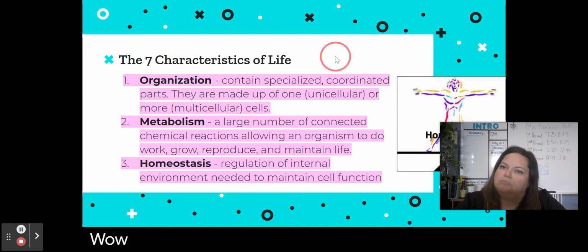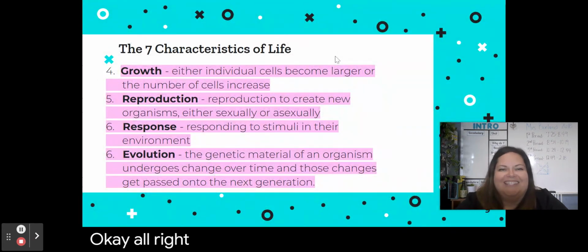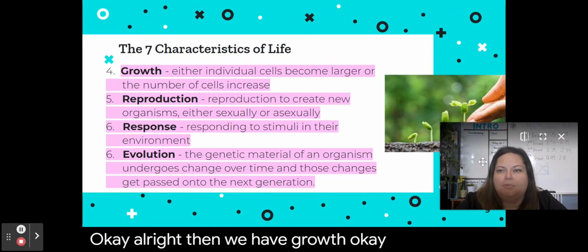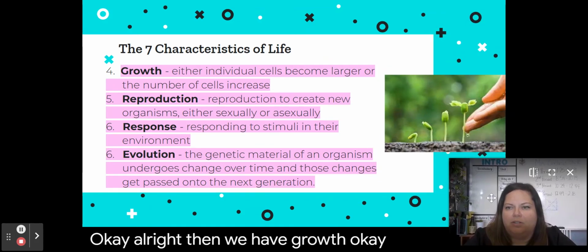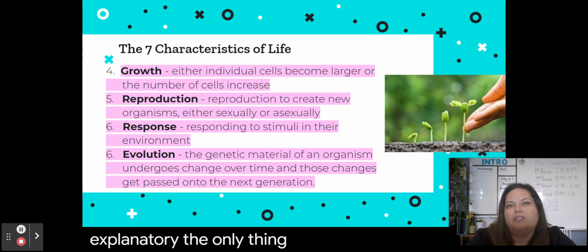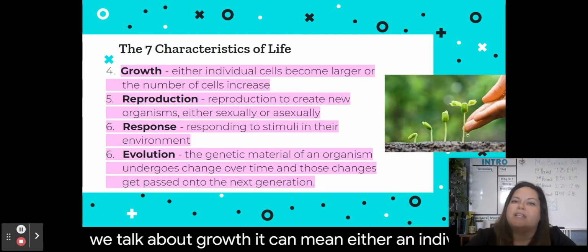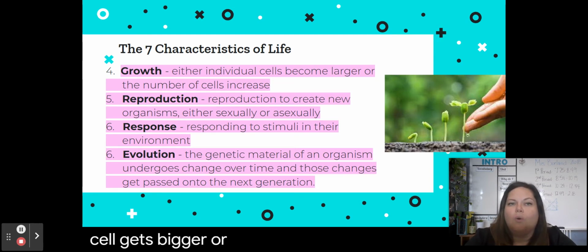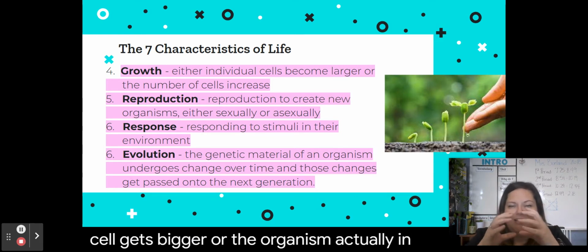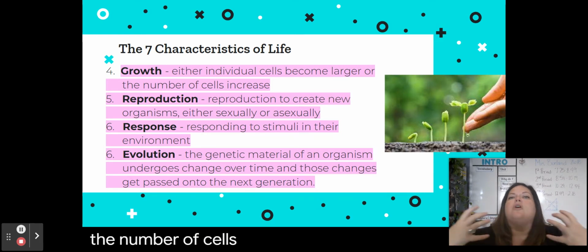All right, then we have growth. That's pretty self-explanatory. The only thing to understand is that when we talk about growth, it can mean either an individual cell gets bigger or the organism actually increases in the number of cells to grow bigger.